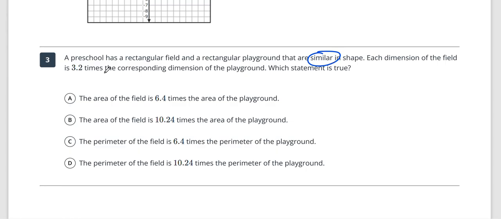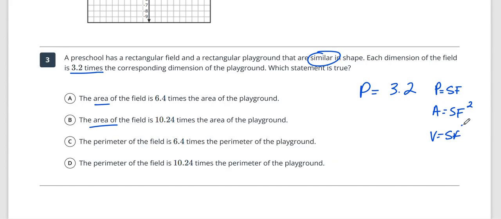Okay, let's see over here. A preschool has a rectangular field and rectangular playground that are similar in shape. The dimensions of the field are 3.2 times. Okay, dilation right there tells you which statement is true. Okay, so area. What happens with the area? Remember this one. If it's perimeter, we just have the 3.2. That's it. Your scale factor. For perimeter, you just get the scale factor. If it's your area, you get your scale factor and square it. If you get your volume, you get the scale factor and cube it.